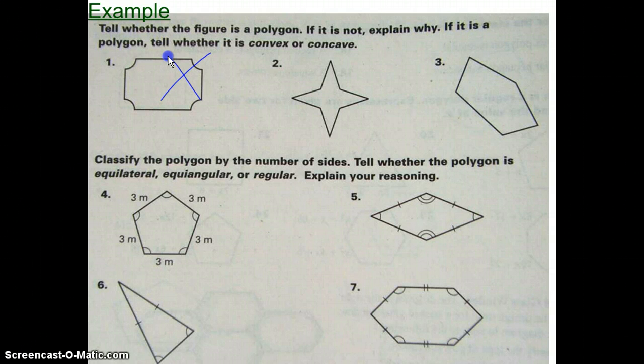But the other part of the question is, is it convex or concave? My definition for concave is if you can connect two vertices with a segment and that segment is outside of the polygon, it's concave. So, number two, it is a polygon and it is a concave polygon.